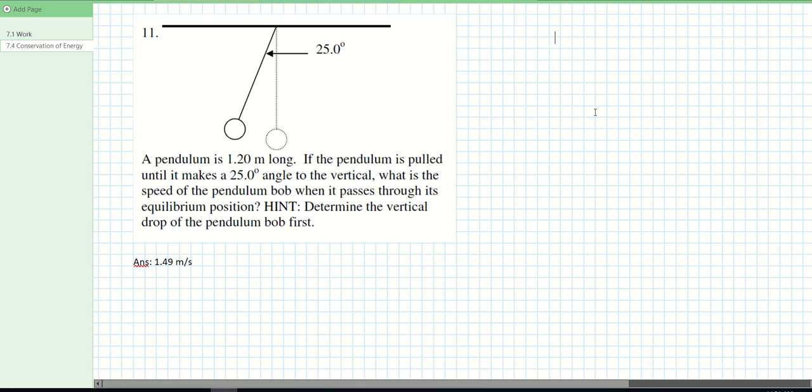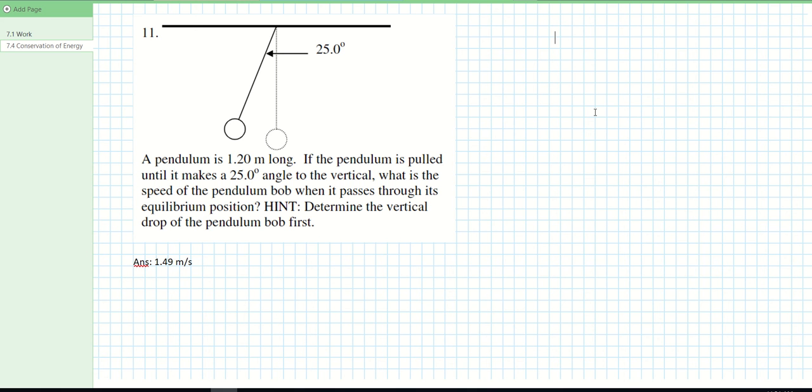So some of you asked me about going over question 11 from the Conservation of Energy worksheet. So question 11, we have a pendulum that is 1.2 meters long. If the pendulum is pulled until it makes a 25-degree angle to the vertical, what is the speed of the pendulum bob when it passes through its equilibrium position? So the equilibrium position is basically when it makes 90 degrees to the top mounting surface, so maybe the ceiling. And the hint says determine the vertical drop of the pendulum bob first.